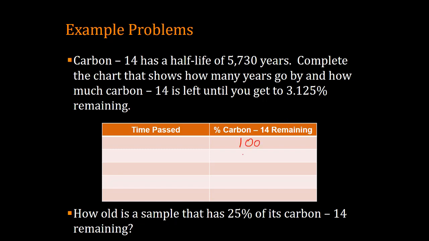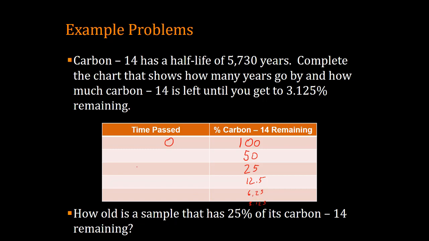We're going to start with 100% of it remaining, and that takes 0 time. And then we have 50%, and half of 50 is 25, and half of 25 is 12.5. And half of 12.5 is 6 1/4, and then half of 6 1/4 is our 3.125. Should have used one more row on this or left off my 100%.